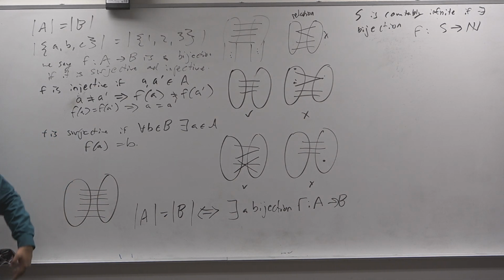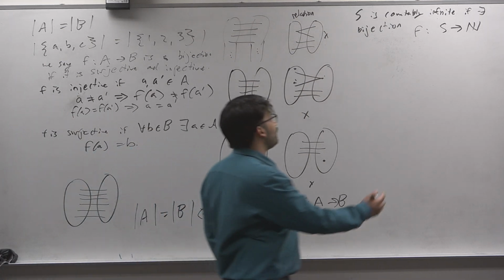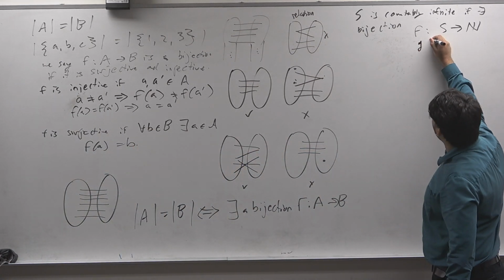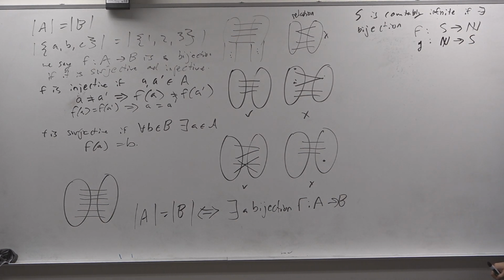Sometimes the inverse of a function is not even a function. In fact, it's explicitly when the function is not injective that the inverse of a function is not a function. But the inverse of a bijection is always a bijection. So we may equivalently say there exists some function not from S to N, but from N to S. It's the same thing, where G would be the inverse of F, right? The inverse of a bijection is a bijection. So either definition suffices to say that something is countably infinite.